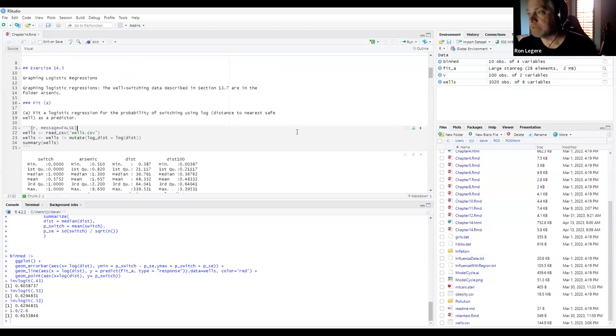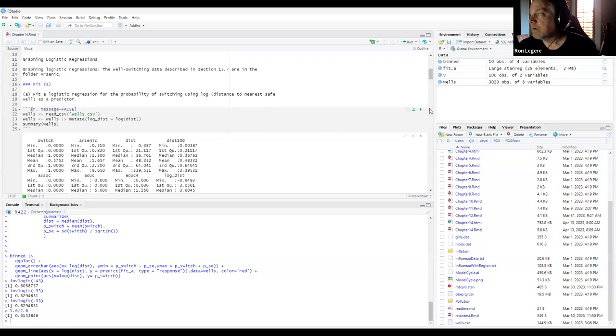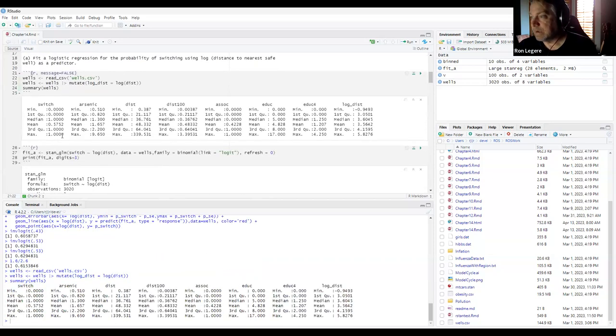Here's what the problem asks us to do. Take a look at the Wells data, but now we're going to use the log transformation, right? The log of the distance, to see if that makes much of a difference. In the text, I remember them saying that it didn't really make much of a difference, but we're going to do it. So load in that data. I guess I already did.